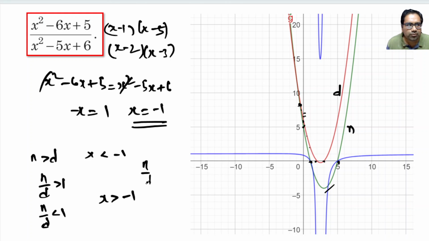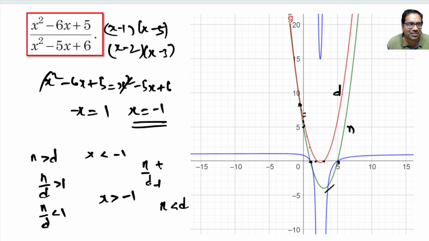Numerator and denominator both are positive numbers, and the numerator is lesser than the denominator. The green one is lower than the red one. You can clearly see this. The numerator is lower than the denominator, and both are positive. What does that mean? This fraction should be less than 1.